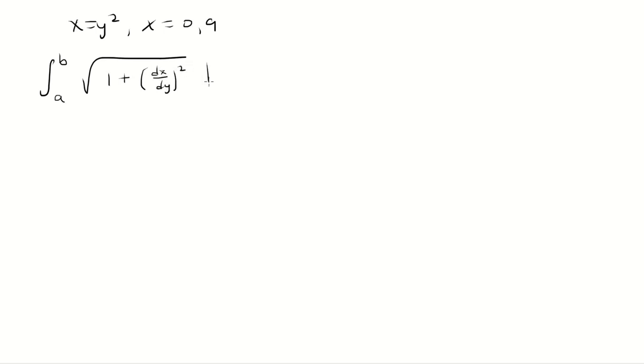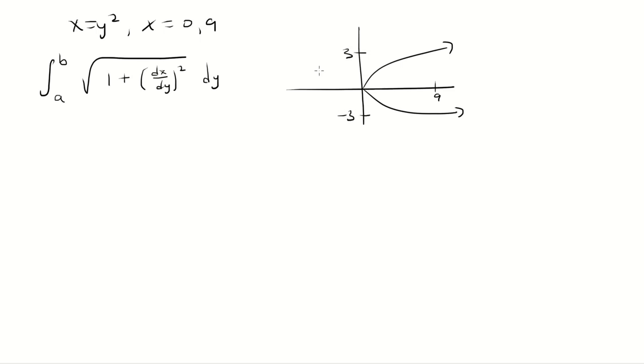We want to find the arc length of x equals y squared from x equals 0 to 9. So the integral, the formula is going to be from a to b, square root 1 plus, and because we solve for x, it's going to be dx over dy squared dy. And so the graph looks like this, and when x is 9, we get plus or minus 3. So that's going to be the bounds from negative 3 to 3.